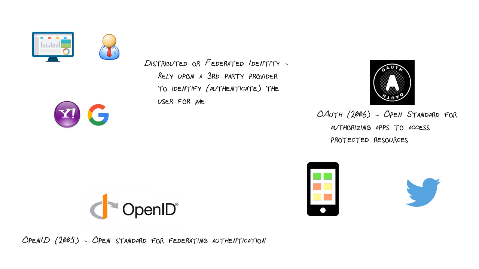To begin with, what are we talking about here? We're talking about OAuth, which is Open Authorization. It's a way to delegate or federate authorization. And I'm approaching it specifically from the identity standpoint. Delegating or federating identity is all about relying upon a third-party provider to authenticate the user.